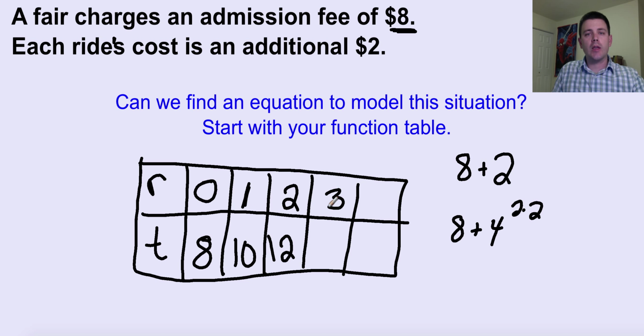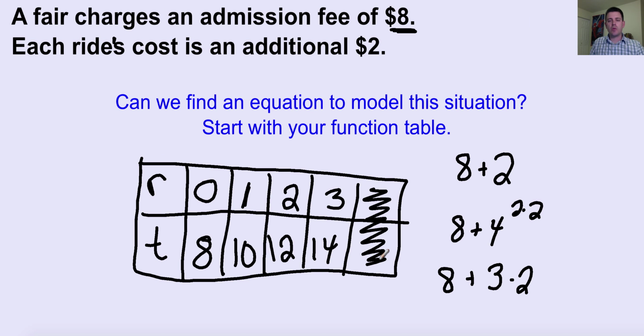So what about 3? Well, I'm going to do 3 rides times $2 but I always have that extra 8 that I'm being charged. So 3 times 2 is 6, plus 8 is 14. Okay? We'll leave out this last row here because I think we have enough to figure out what's going on.